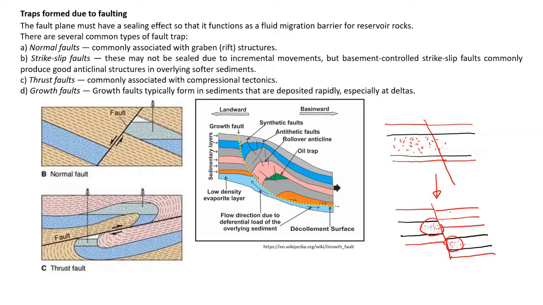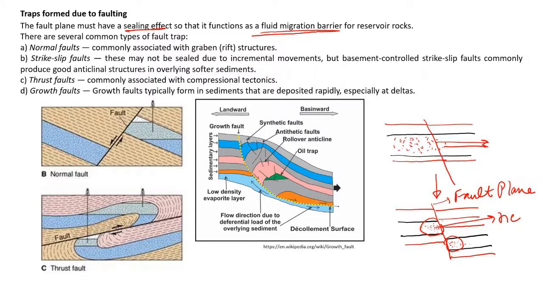Okay, this is what is written over here, that the fault plane must have a sealing effect. So it functions as a fluid migration barrier. The migration problem of petroleum or hydrocarbons is a very common problem in the reservoir. So this oil over here may migrate to somewhere else unless it is either folded, or if it is faulted, then this fault plane will seal the hydrocarbon here only. This becomes a trap.